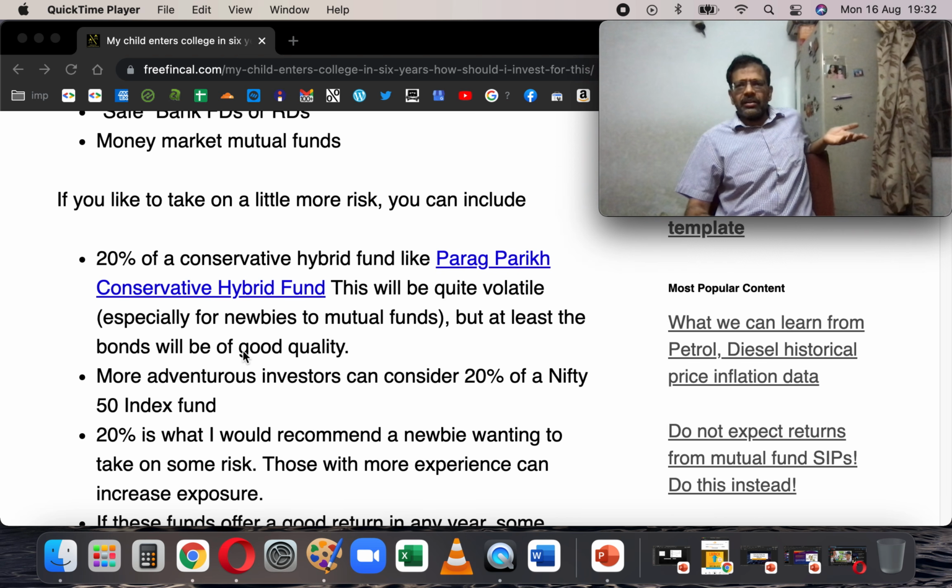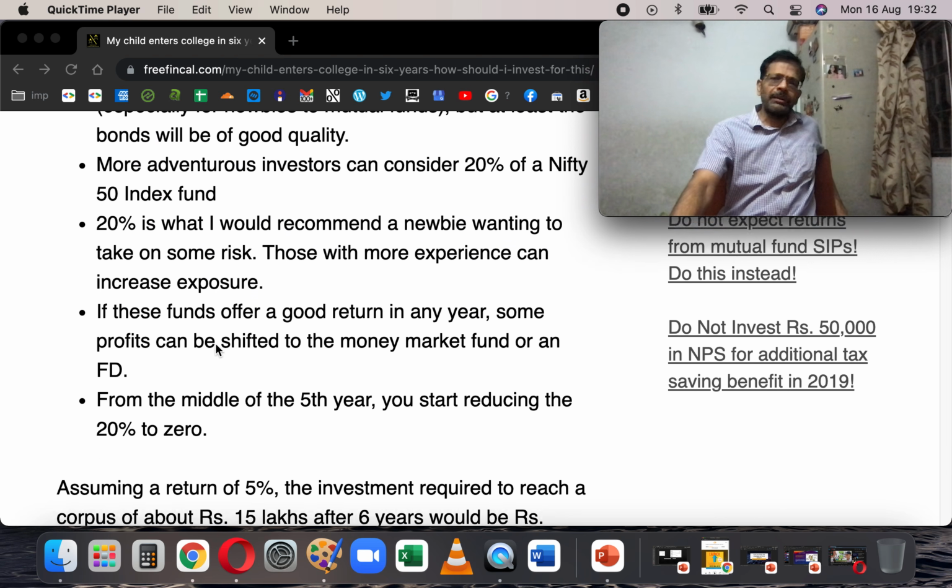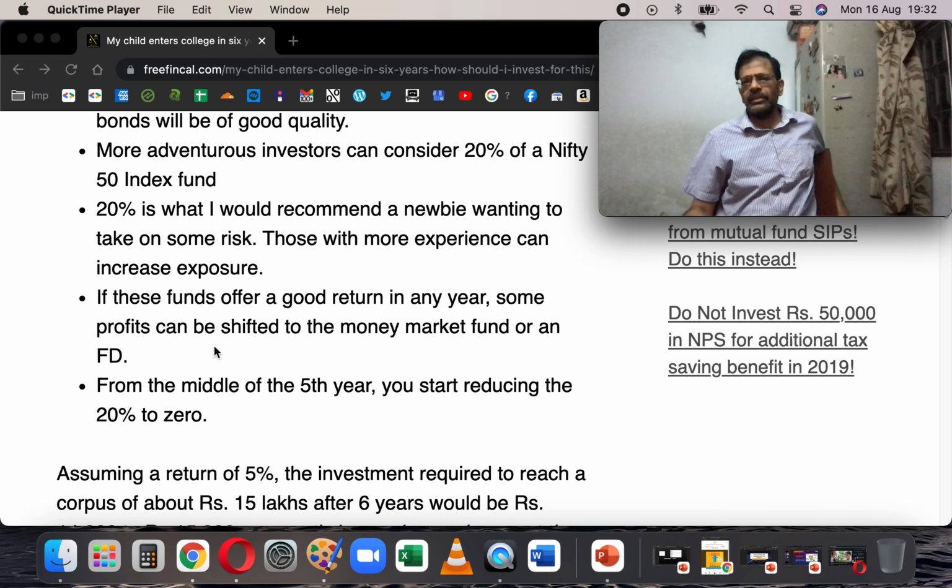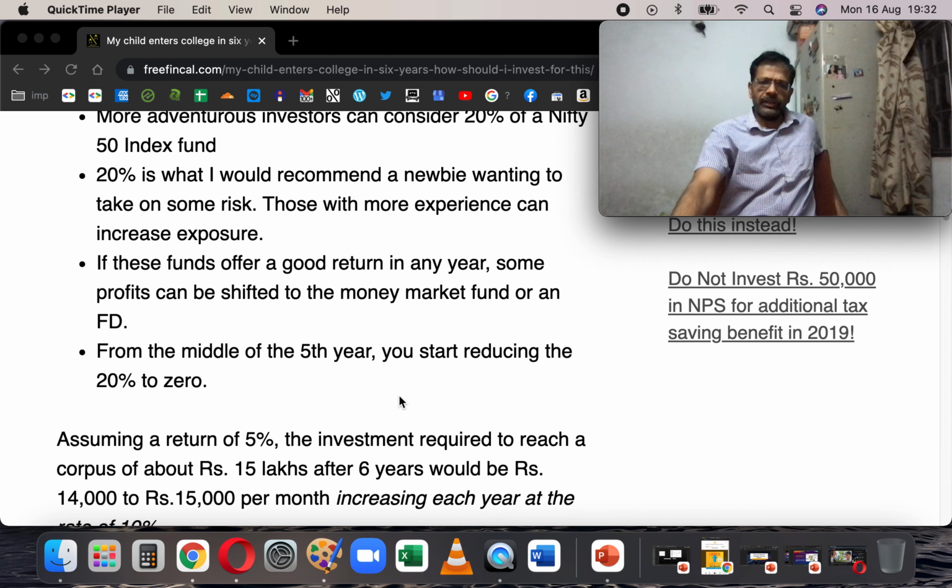If you are more experienced, you can have a little bit more asset allocation and plan and play with it. If you get a good return in 1 year, you have to book some profit with it and so on. And after about 5 years, towards the middle of the 5th year, you can immediately reduce that 20% to zero, so that in the final last few months, if there are any big falls, you won't be affected too much by it.